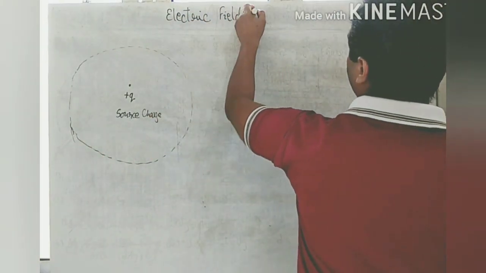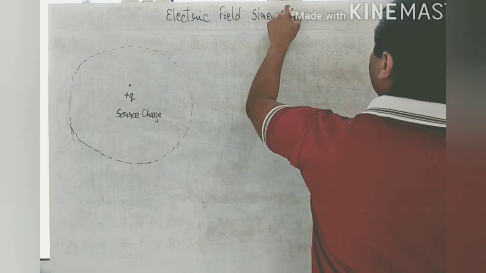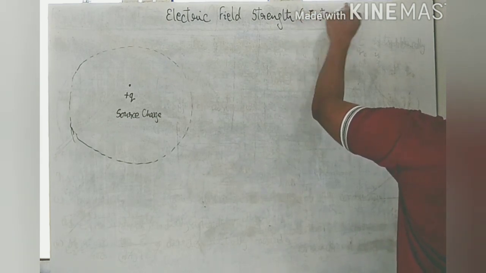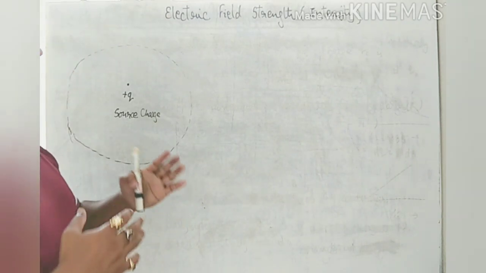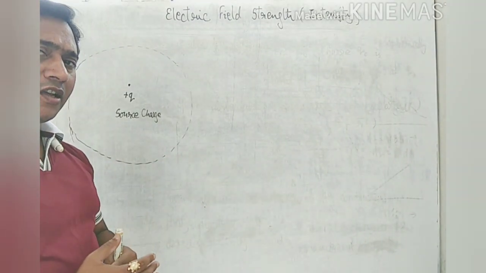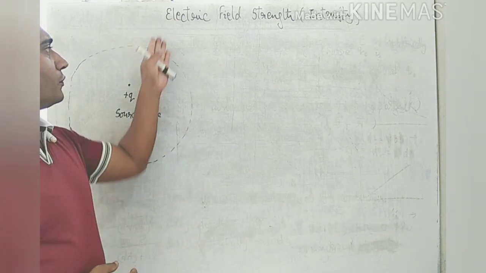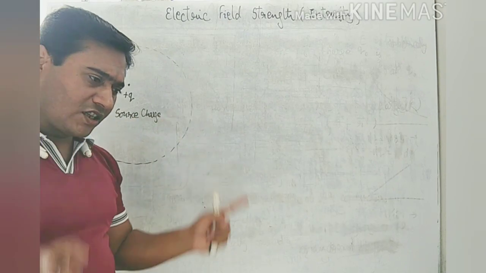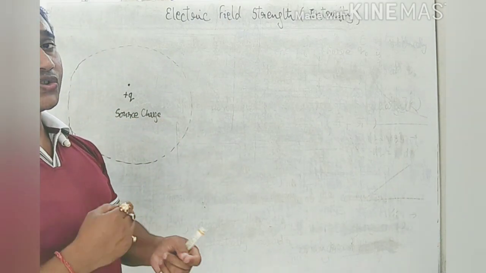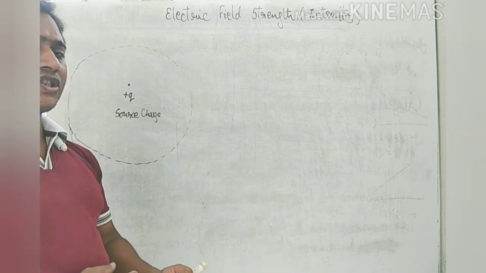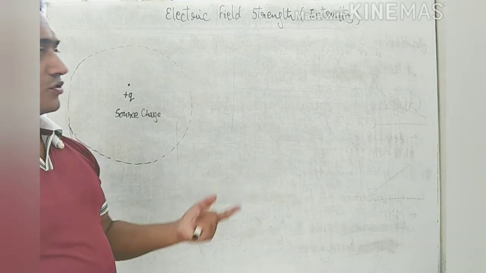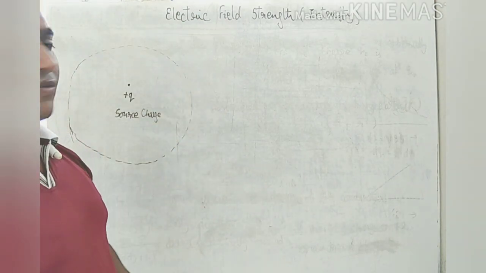Electric field strength, or you may call it intensity as well. So electric field strength can be defined as electrostatic force acting per unit test charge. So for the definition, what can be said? Electric field strength at a point inside the electrostatic field is the electrostatic force acting per unit test charge without disturbing the charge or configuration of charges producing the electric field. So this can be the statement of the electric field strength definition.